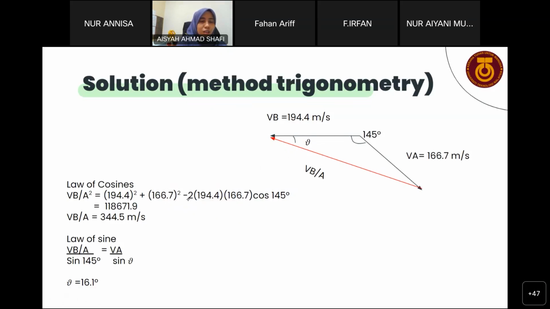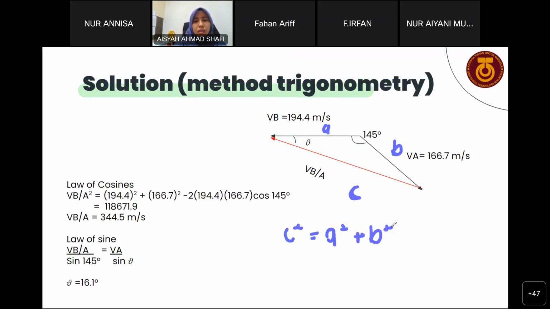The formula is, for example, this is A, B, this is C. So C squared equals A squared plus B squared minus 2AB cos C, where C is the angle opposite to side C. So we can get this alpha, cos alpha. This is the formula of trigonometry.